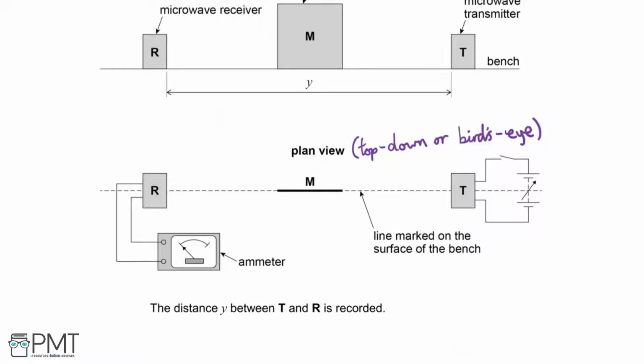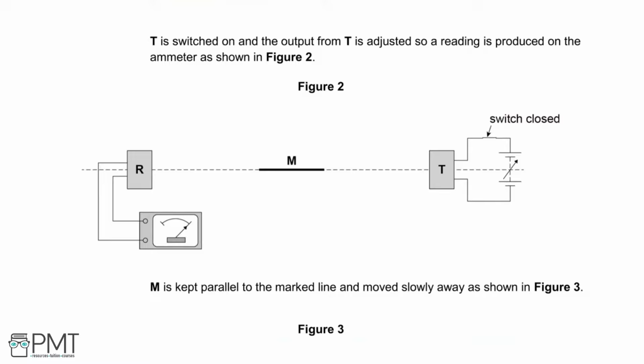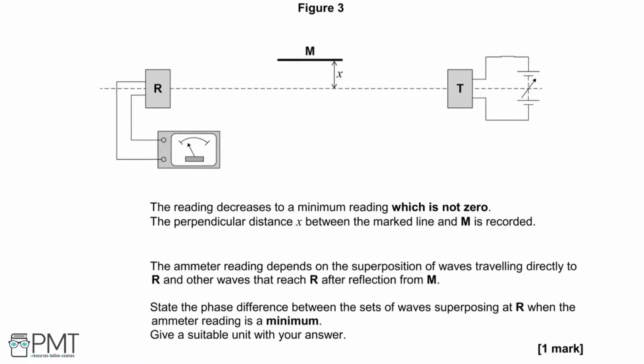Now it says the distance Y between T and R is recorded. T is switched on and the output from T is adjusted so a reading is produced on the ammeter as shown in figure 2. So we've now closed this switch, so we should start generating waves. M is kept parallel to the marked line and moves slowly away as shown in figure 3. Now you can see in figure 3 there, that plate as described is moved away by a distance x from that line. It says the reading decreases to a minimum reading which is not 0. The perpendicular distance x between the marked line and M is recorded.